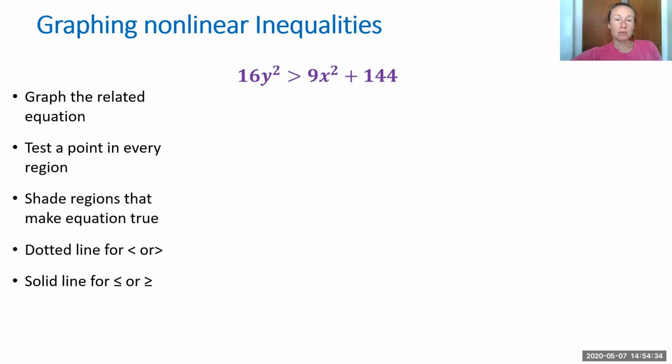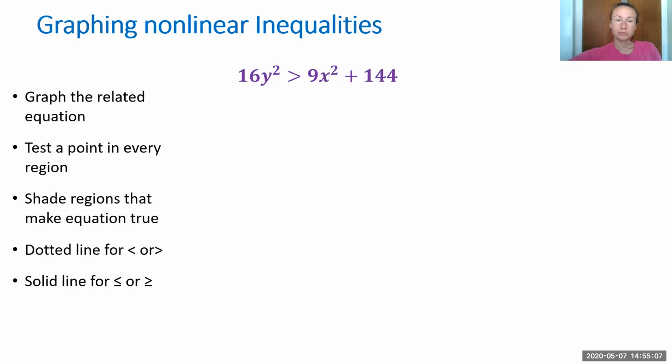Then we make sure to make a dotted line where the equation was graphed if we have a strictly less than or greater than sign. That symbolizes that the points on that line aren't actually solutions to the inequality. We'll put a solid line where our equation was if we have a less than or equal or a greater than or equal sign, because that means points on that line are solutions to our inequality.